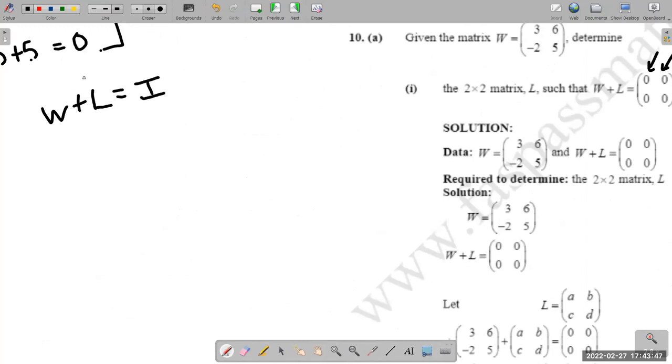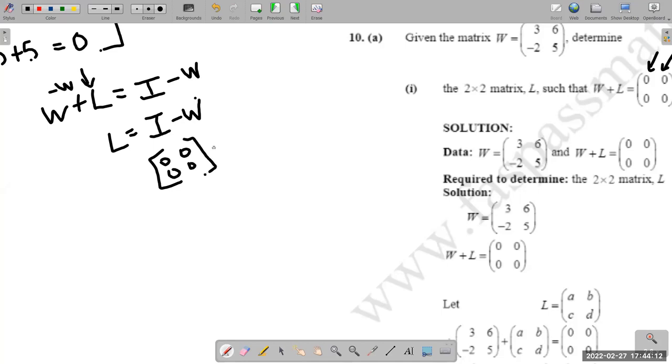How do we find L? What did we learn about doing that? We subtract, right? If I want to get L by itself, I would subtract W. What you do on one side, you do on the opposite side. Everybody following me so far? Same thing with transposing. So L would be equal to I minus W. And I is just where all of the elements are 0. So we just subtract and then we would have gotten L.